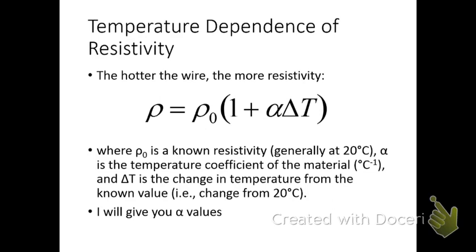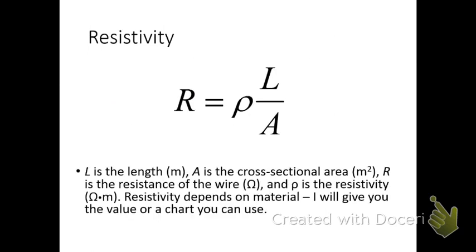Alpha is the temperature coefficient, which also depends on the material. It will be given to you. And delta T is the change in temperature from 20 degrees Celsius, whether you're getting hotter or colder. And rho will be the resistivity when you're finished. So if you face a question that involves resistivity, you're first going to want to find your rho value. Once you've got that, go back to your resistance equation, plug in your rho value there, and solve for resistance, if that's what the problem asks for.